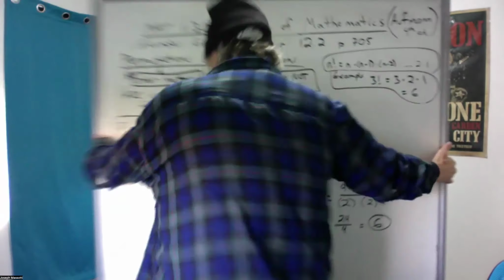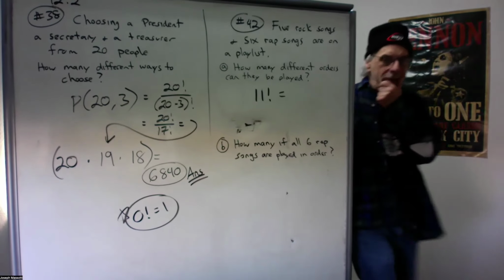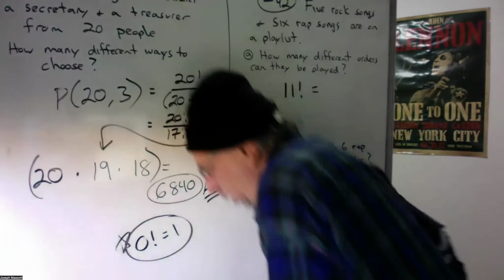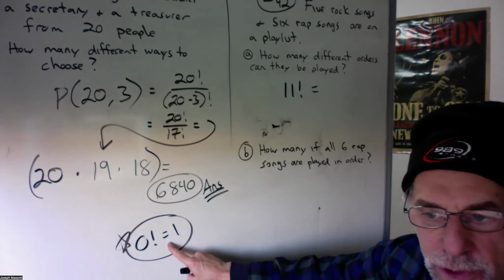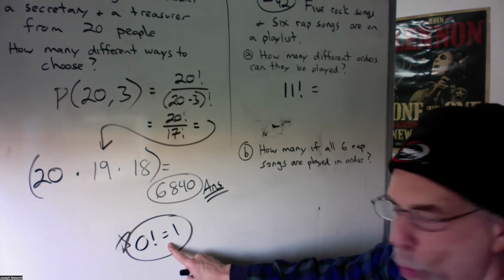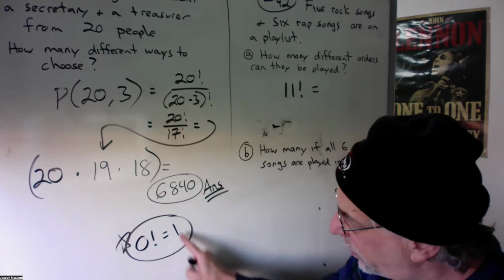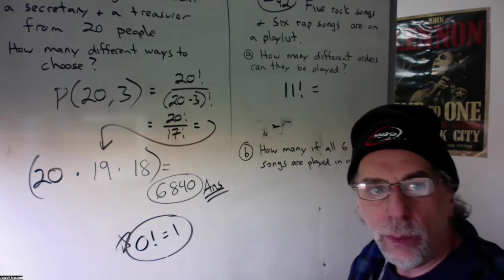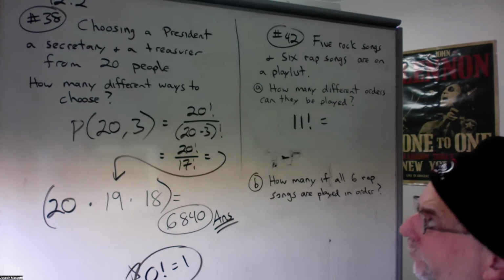Let's look at a couple other problems here from this section dealing with this stuff. Oh, and one thing I didn't mention is 0 factorial, for some strange reason, is the number 1. Okay, it just is. It doesn't make a whole lot of sense, but whenever you come across 0 factorial, that's going to equal the number 1. So let's look at number 38 here.